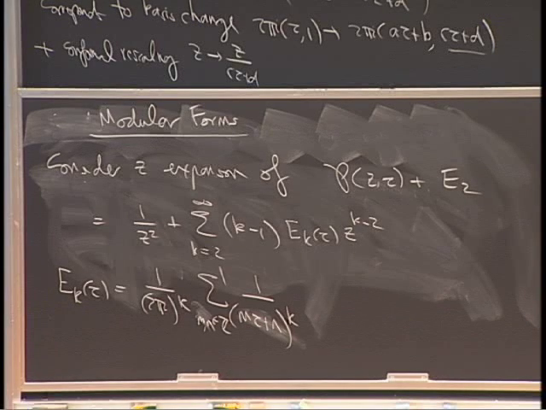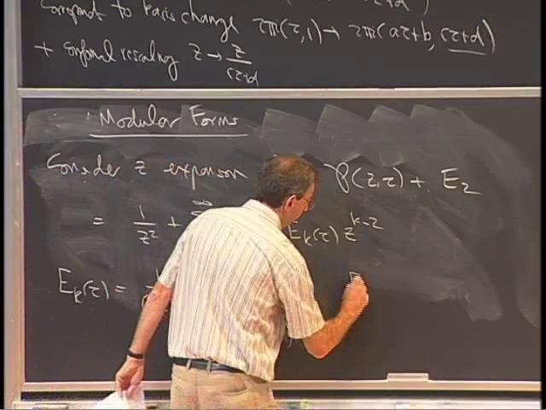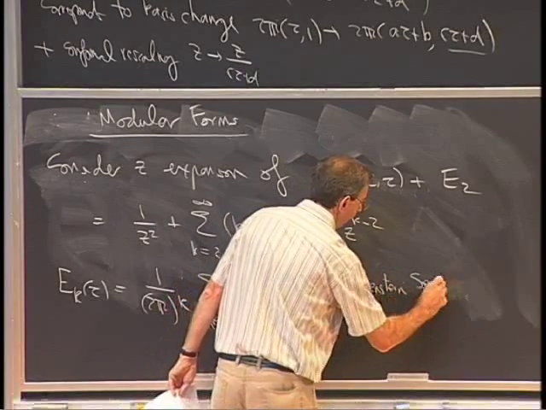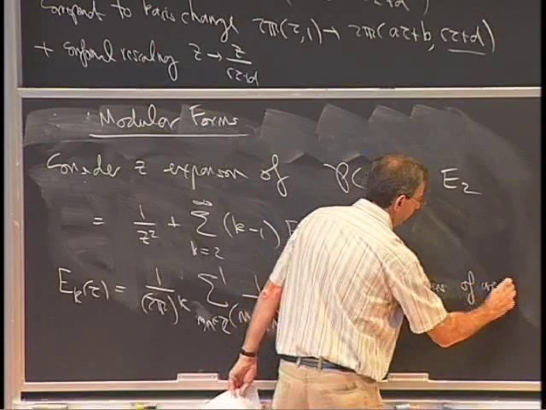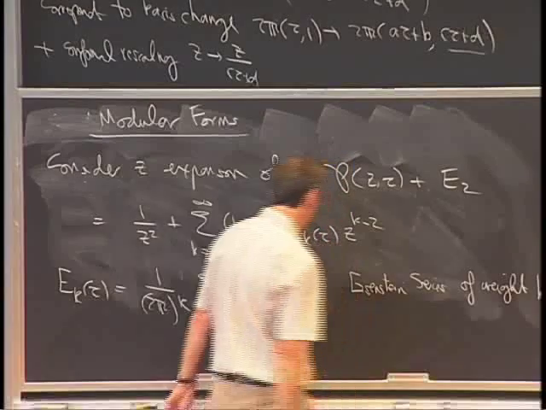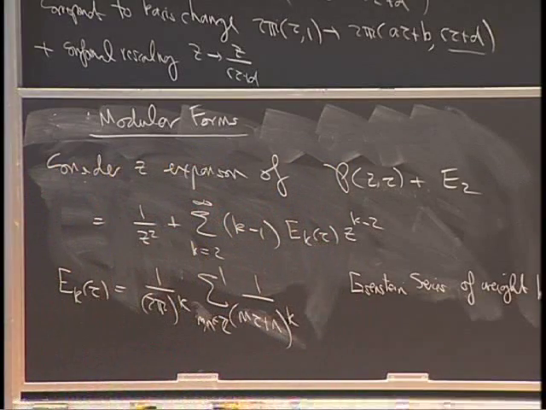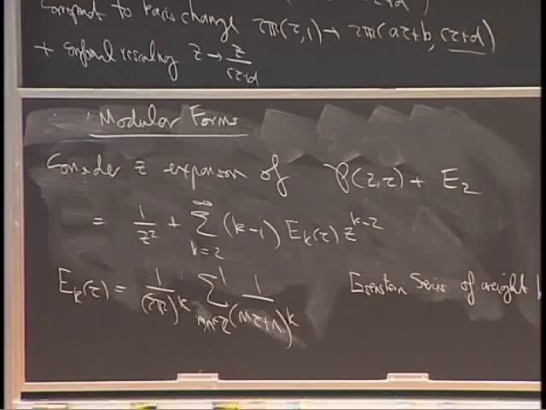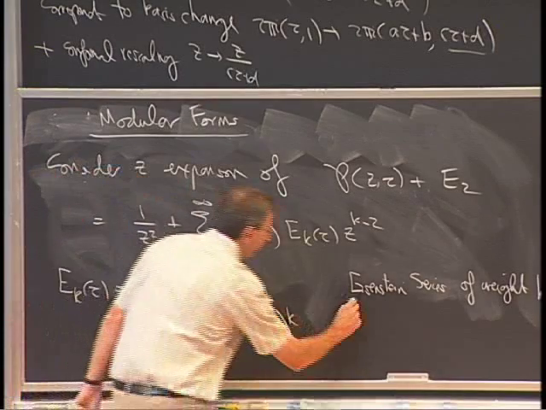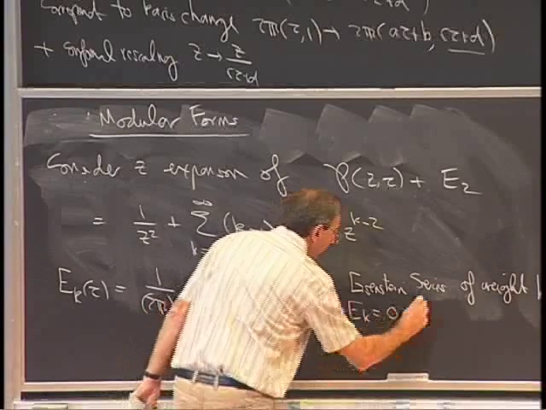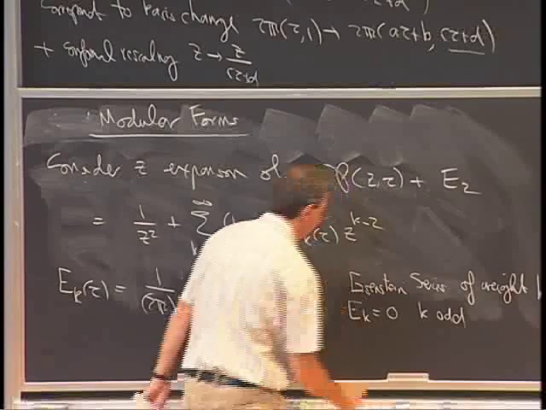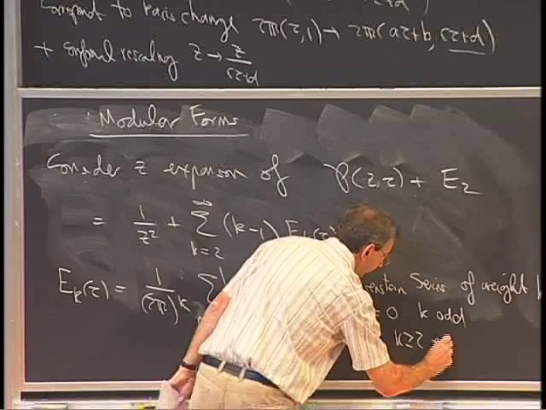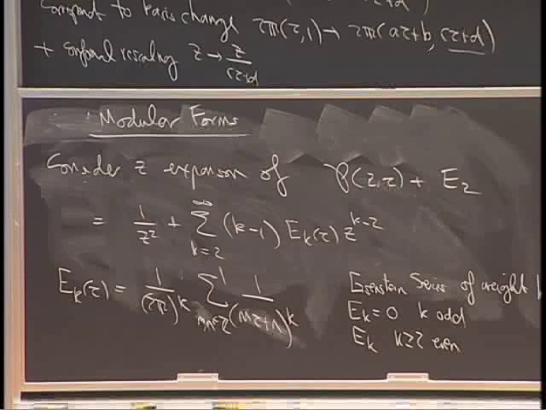And this is the definition of the Eisenstein series of weight k. It's easy to see that if k is odd, for every m, n you can also have a contribution from minus m, minus n, so it vanishes if k is odd. So e_k is non-zero only for k greater than or equal to 2 even. But you can define e_k for k odd if you want, it's just 0.